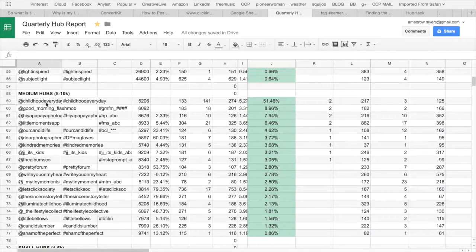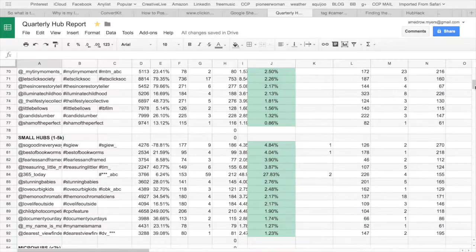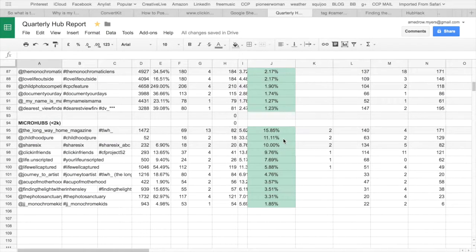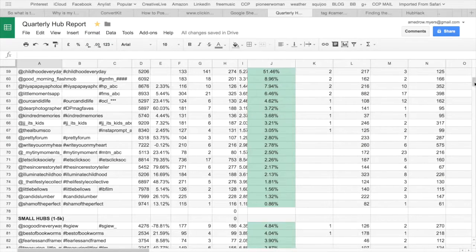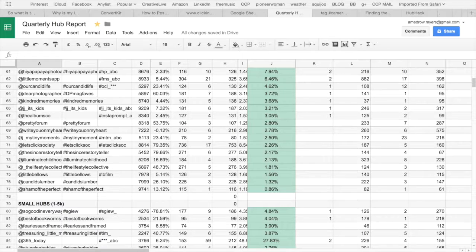So you can see here, Childhood Every Day. This is a newer hub. I haven't been tracking it for a long time. They have a huge quality engagement rate score here. So that's great. I would definitely use that in my hashtag list. It's important to note that the smaller the hub or the fewer the followers, typically the higher the score is going to be here. And so that's why you see with those huge hubs, much lower rates of quality engagement. So that's what quality engagement is.